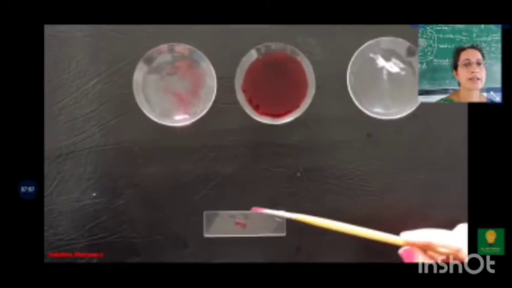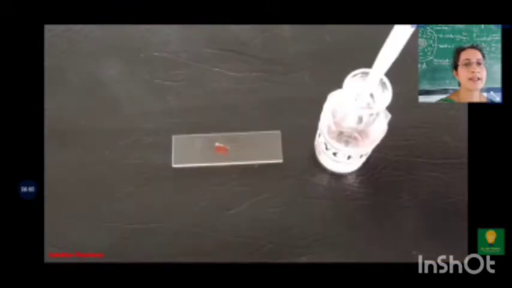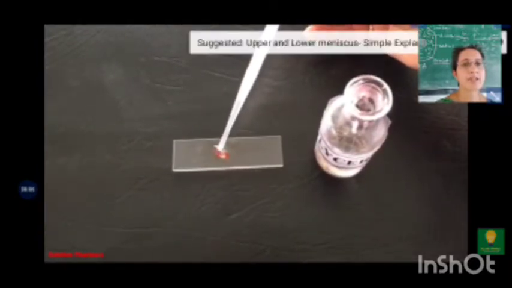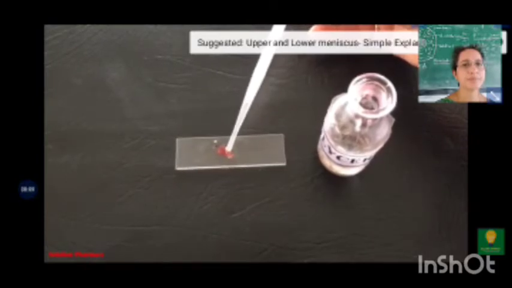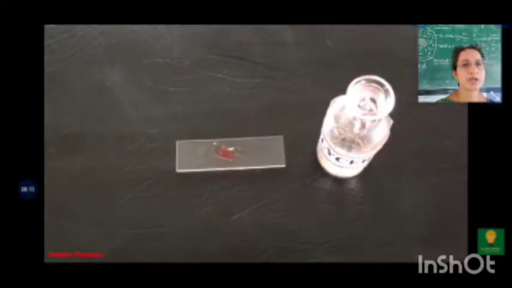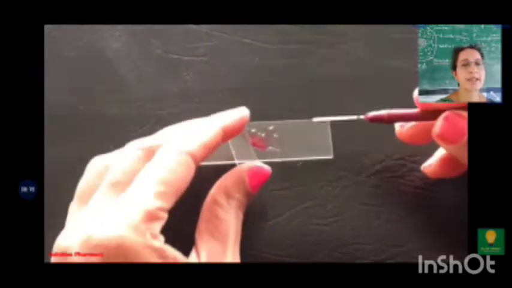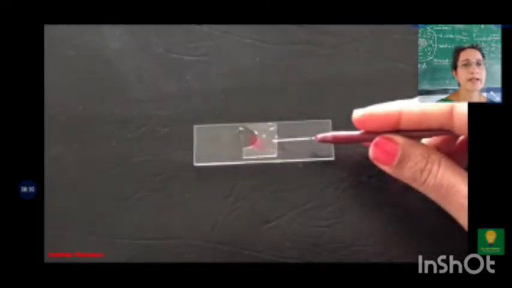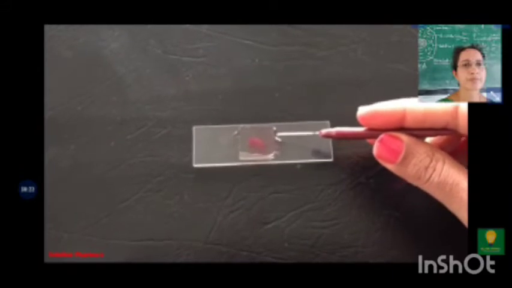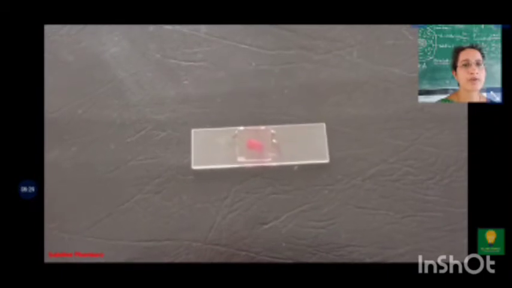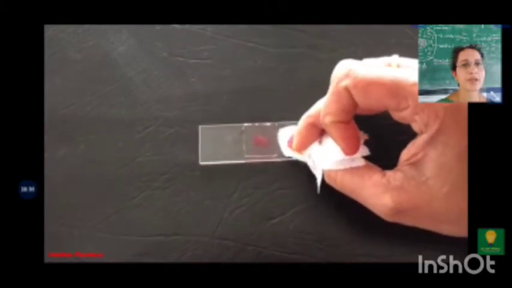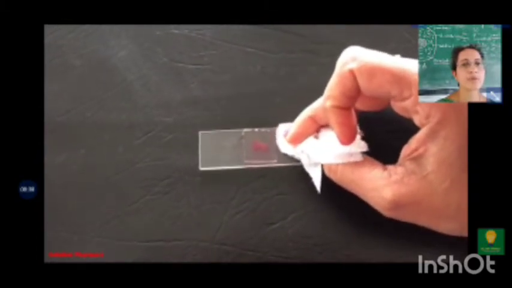Take that onion peeling from the water and place it on a glass slide. Add a drop of glycerin to that so that no overlapping of the cells takes place. Then carefully place a cover slip over that. You see that no air bubbles get into the cover slip. To remove the excess amount of water around the cover slip, take a tissue paper and wipe around it. So the slide is ready to observe under the microscope.